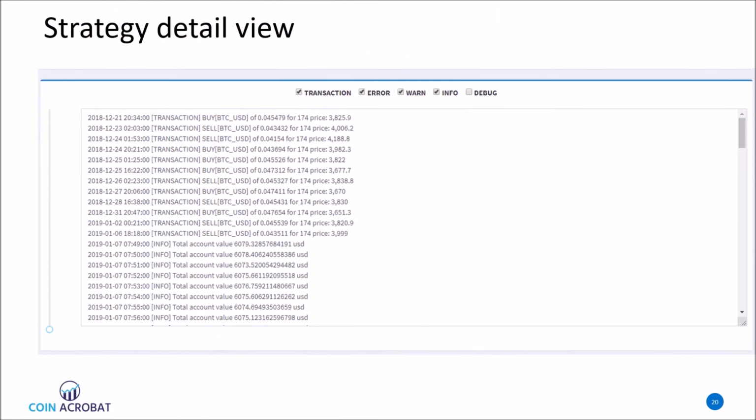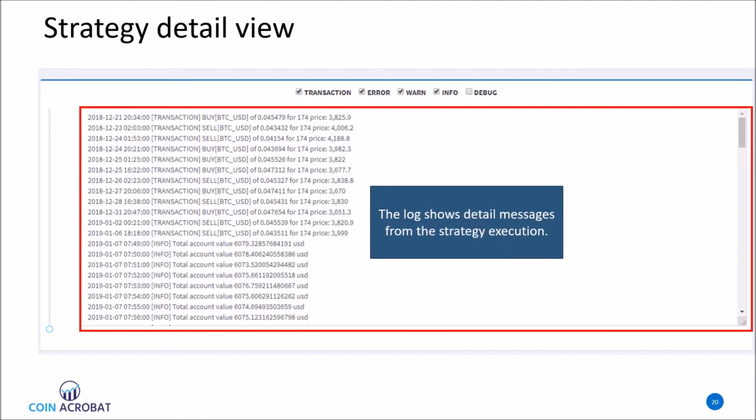The log window shows various messages from the transaction execution. As this can be a lot of data accumulated over time, CoinAcrobat allows you to filter specific severity of messages, and the slider on the left side moves you in time, showing older or newer messages.